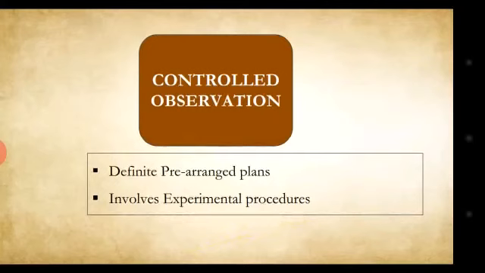So in experimental research, everything is in controlled condition. There is no intervention of any extraneous variable. We have the role of dependent and independent variables, and we just see what takes place when all the situations are under control.